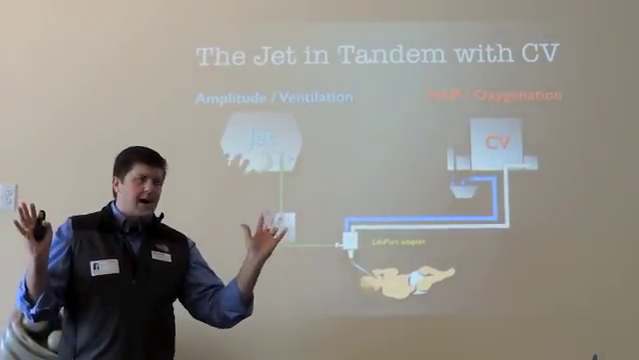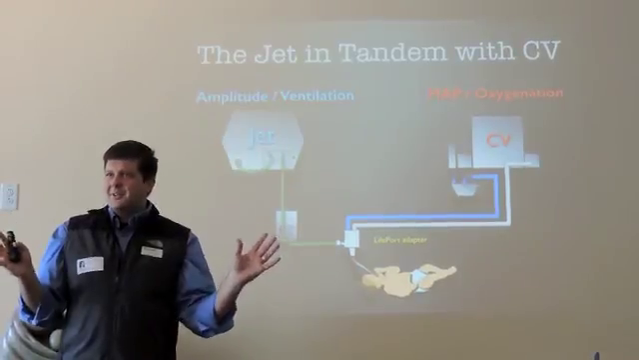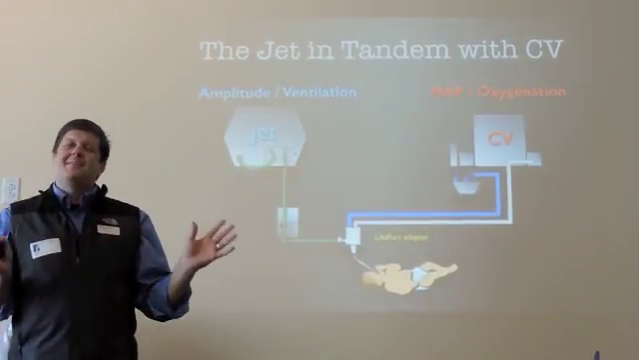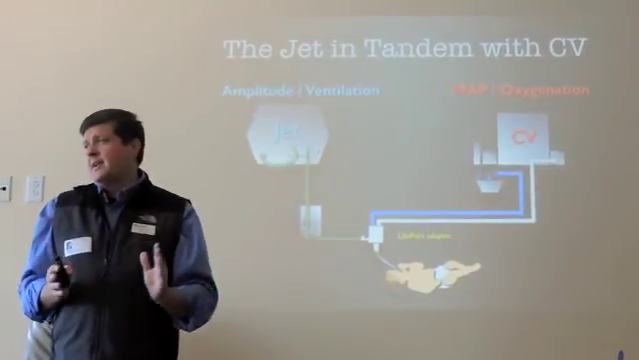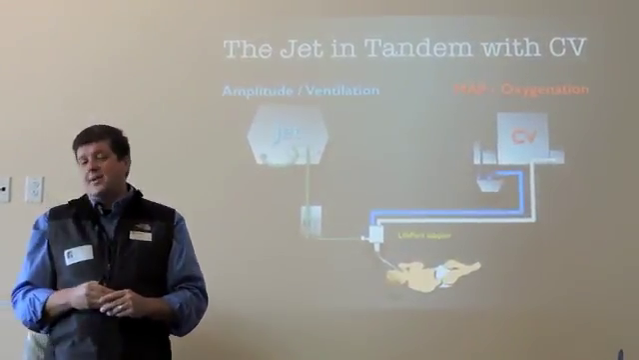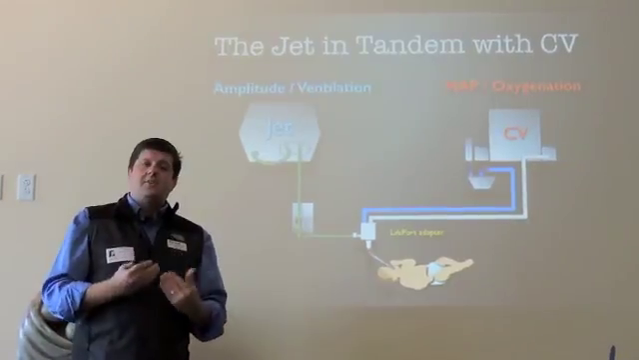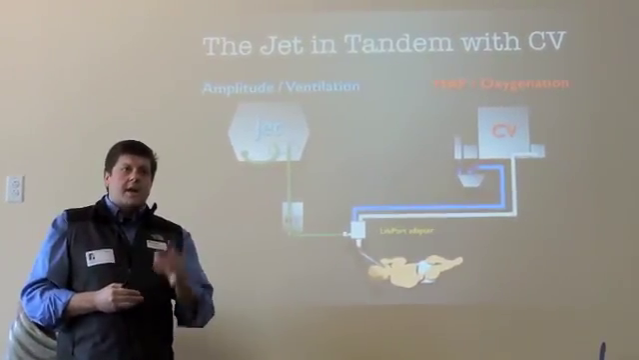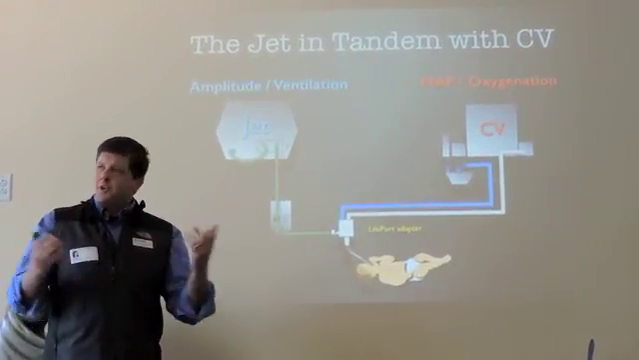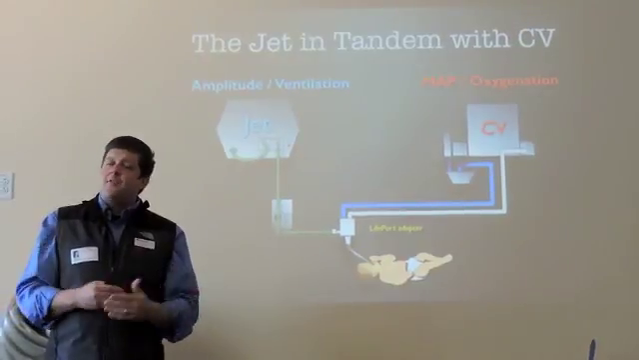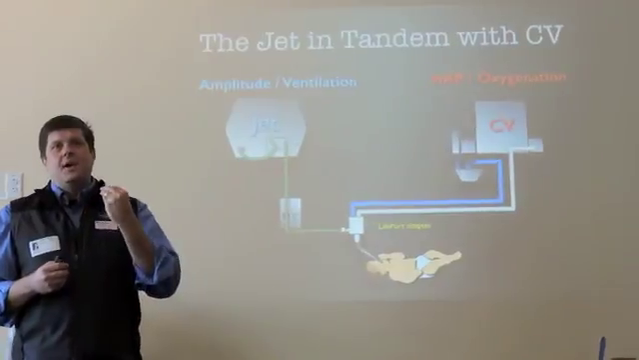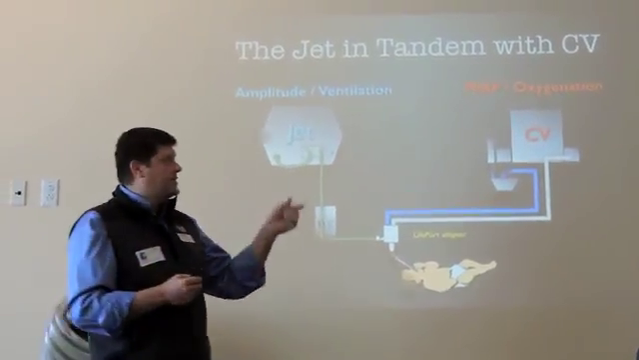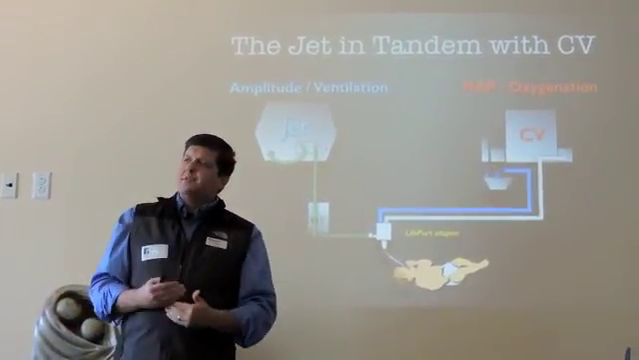That's all it does. I know it's an old, big, ugly looking machine, but it puts in very, very tiny puffs of gas very, very quickly, and it's a very effective ventilator. It can bring the CO2 down in a hurry. That's all the jet does. So in other words, guys, if you have a CO2 problem, you're going to touch the jet. If you have an oxygenation problem, a lung volume problem, atelectasis, something along those lines, you're going to touch the conventional. So draw a line between the two vents.